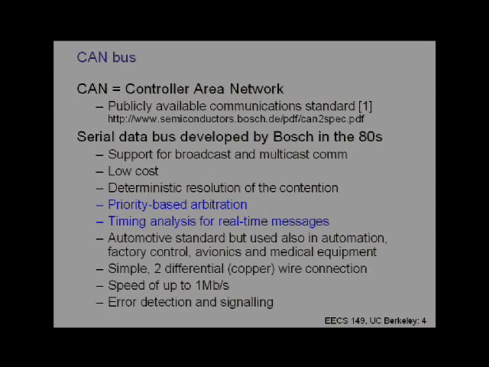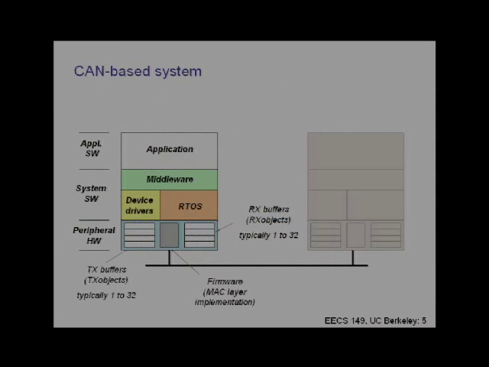So here's the structure of a CAN-based system. Each of these boxes is an electronic control unit. And if you look inside the box, at the lowest level, there's the hardware, which contains the processor as well as the CAN interface.